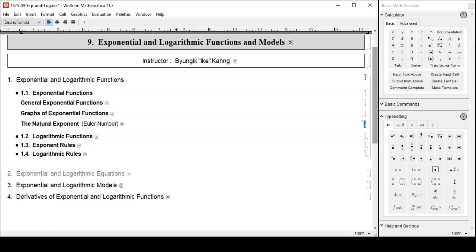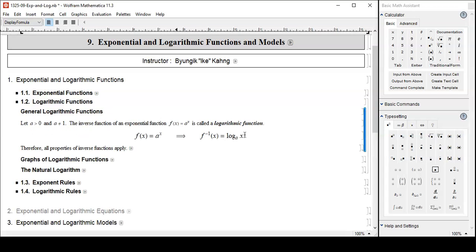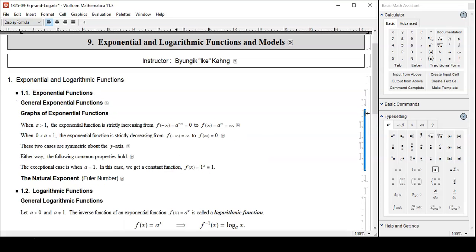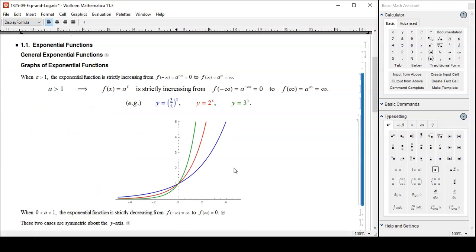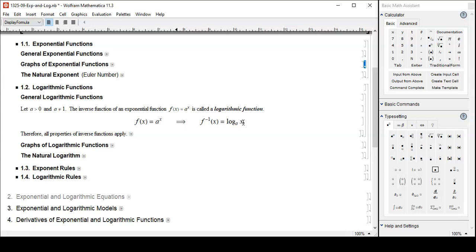Let's see, do we have some time for logarithmic functions? Let's try. A general logarithmic function is basically the inverse function of an exponential function. So a to the x power is the original function, and it turns out that it is strictly increasing. Let me just show you the graph. Like this. Increasing, so they're all one-to-one functions. Or decreasing, they're all one-to-one functions. So they are invertible, so an inverse function exists, and that's the logarithmic function.